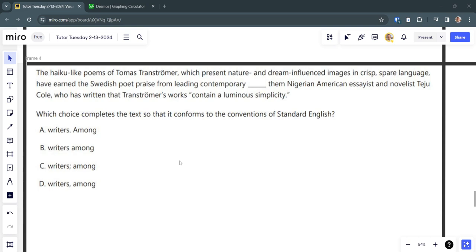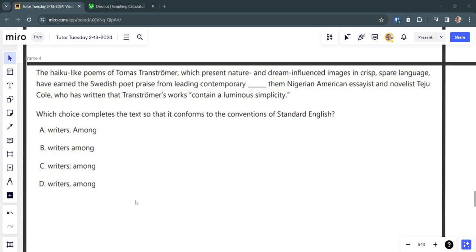So, the haiku-like poems of Thomas Tranströmer, which present nature and dream-influenced images in crisp, spare language, have earned the Swedish poet praise from leading contemporary writers, among them Nigerian-American essayist and novelist Teju Cole, who has written that Tranströmer's works contain a luminous simplicity.